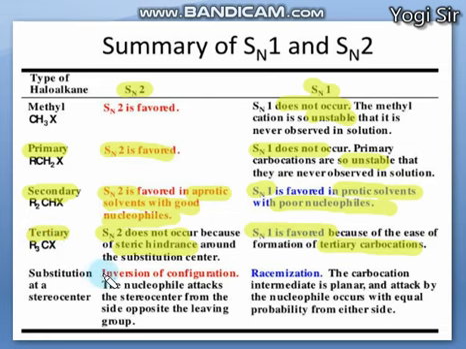Here inversion of configuration takes place, that is Walden's inversion occurs, while here there is racemization, meaning 50-50% of both isomers are generated in this SN1 mechanism, right? So you can see these are some of the important differences between SN2 and SN1 reactions.